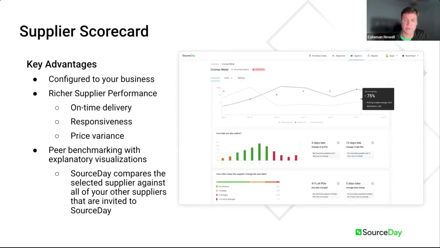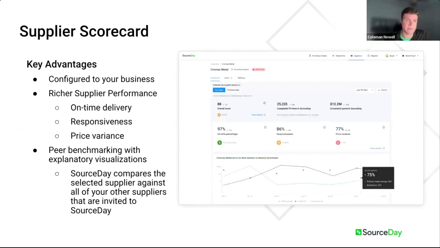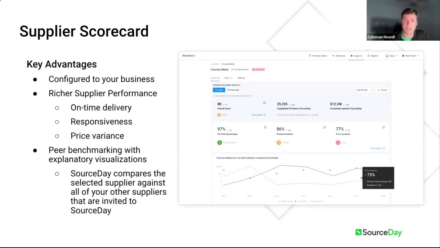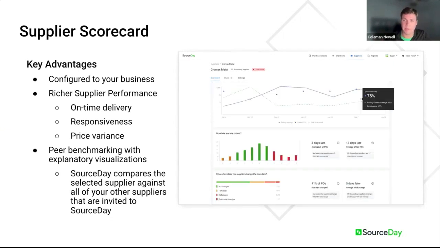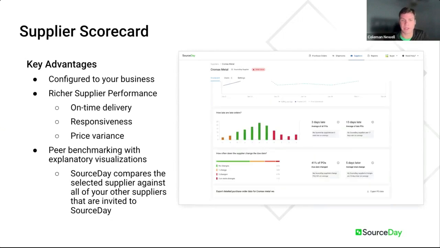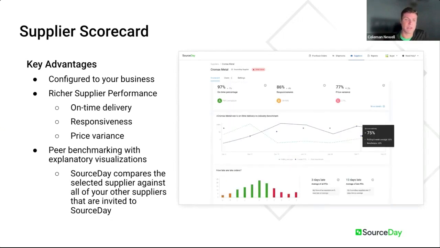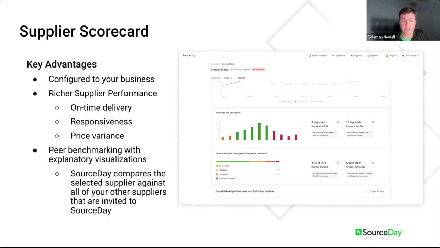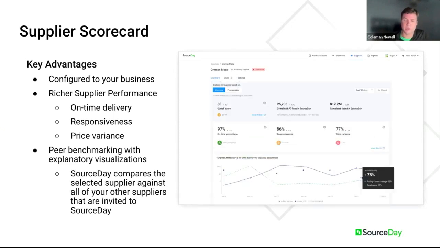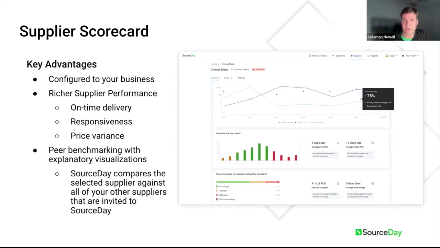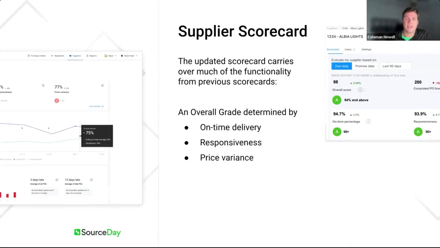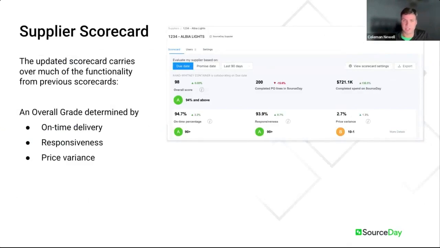That includes on-time delivery, responsiveness, and price variance. And then lastly, we want to have more context for where the supplier's performance sits. How can we compare this to a relevant benchmark? So we've added peer benchmarking with more explanatory visualizations. SourceDay is going to compare the selected supplier against all of your other suppliers that are invited to SourceDay so that you can see where they stand according to the rest of your supplier base. So I'm going to walk through all of those components in a little bit more detail now.